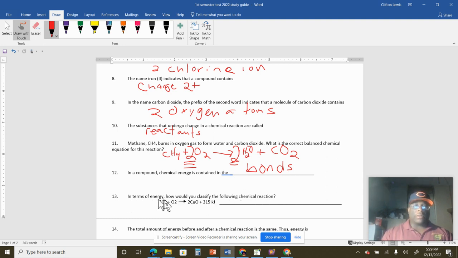In terms of energy, how would you classify this chemical reaction? So I have 2 moles, or two amounts of substance, of copper plus oxygen. They react to create something called copper oxide. So we have two copper oxides plus 315 kJ, kilojoules. Is this endothermic or exothermic? I produce energy. I didn't take in energy here. These two mixed together and energy came out. So that would be exothermic.